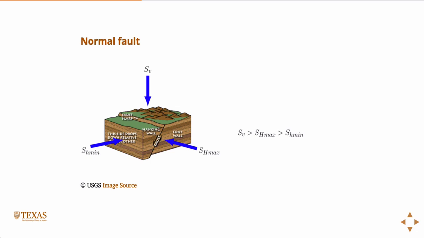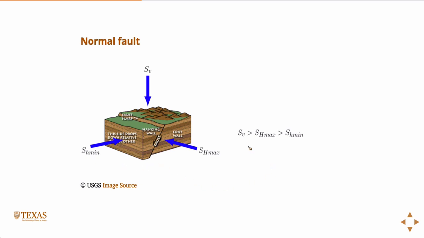So in a normal faulting regime, the vertical stress is the maximum. Now remember, in a normal faulting regime, the hanging wall moves down, in the same direction as gravity. And so the vertical stress being a maximum accommodates that motion, right? You can almost think of the vertical stress being the maximum as pushing the hanging wall down, accommodating that motion, okay?